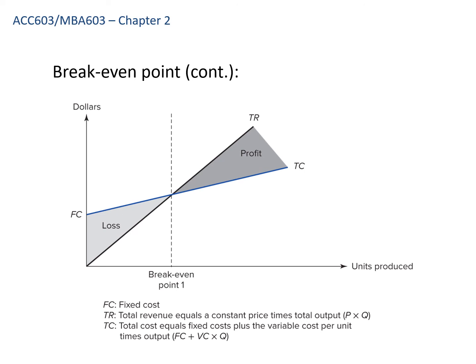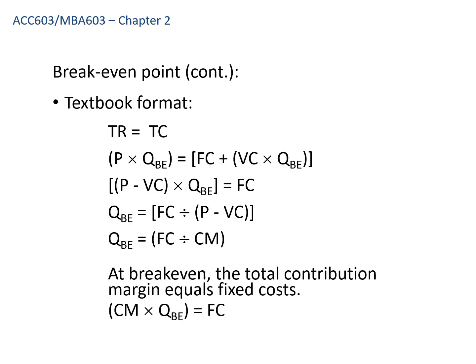So your textbook does it in a way that is a bit more confusing, but it is more impressive looking, I'd have to say. So it starts out by saying break even is where total revenue equals total cost. And then they just expand upon that using algebra. So total revenue is the price per unit times the quantity at the break-even point. Total cost is fixed cost plus variable cost times the quantity at break-even.